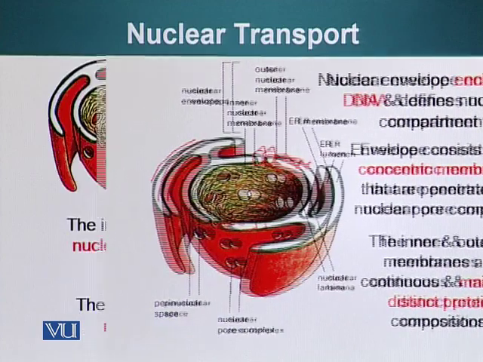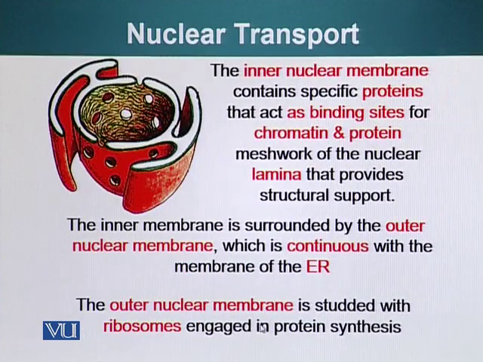The inner nuclear membrane contains specific proteins that act as binding sites for chromatin and the protein meshwork of the nuclear lamina. So here you can see these fibrous structures. This is the nuclear lamina. We have talked about the nuclear lamina before. It is a type of intermediate filament that provides structural support to the nuclear envelope.